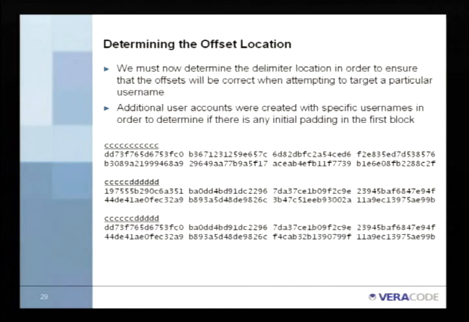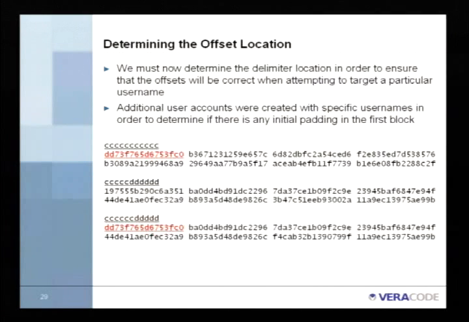So we created additional user accounts with specific usernames to try and determine what the padding was in that initial block. So we have our all C's example, but then we created one that, for example, started with one C and then a bunch of D's, and then two C's and a bunch of D's, three C's, a bunch of D's. And by doing that, we can take advantage of being able to compare blocks between tokens and understand where the boundary is.